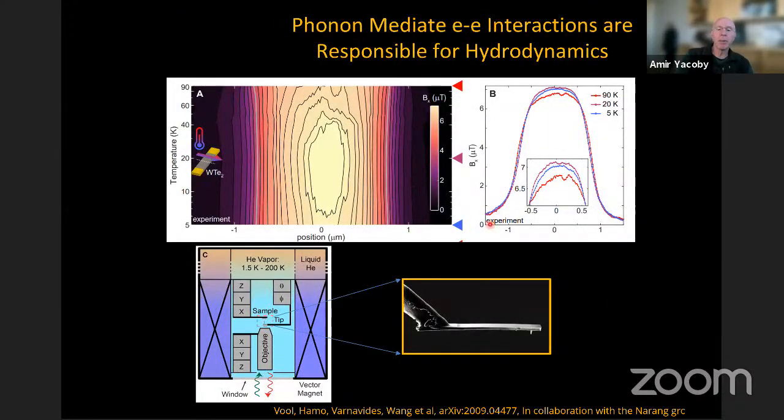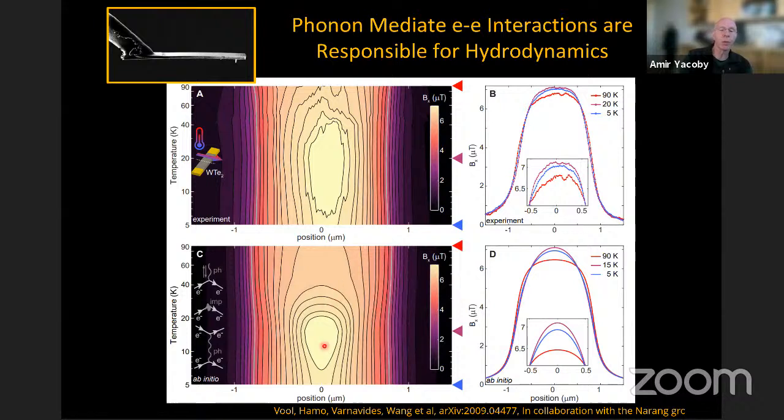When we looked at these current profiles, we indeed saw very non-flat current profiles, and they had a very interesting non-monotonic temperature dependence. These are the current profiles in this topographic viewpoint as a function of temperature as you go from 90 Kelvin down to 5 Kelvin. And you see that it becomes maximally hydrodynamic somewhere around 10 to 20 Kelvin. It turns out that this agreed very well with theoretical first principles calculations that use this phonon-mediated electron-electron interaction to describe the origin of hydrodynamics in the system.